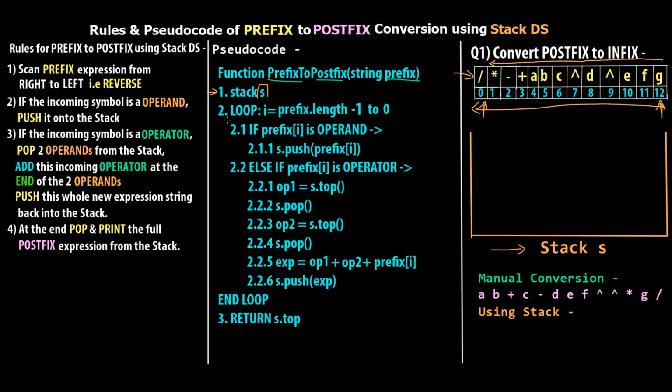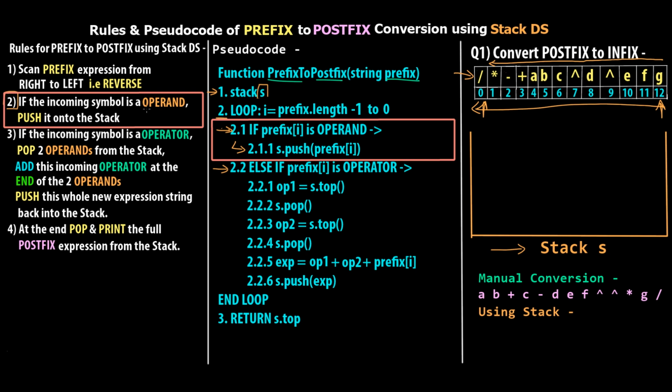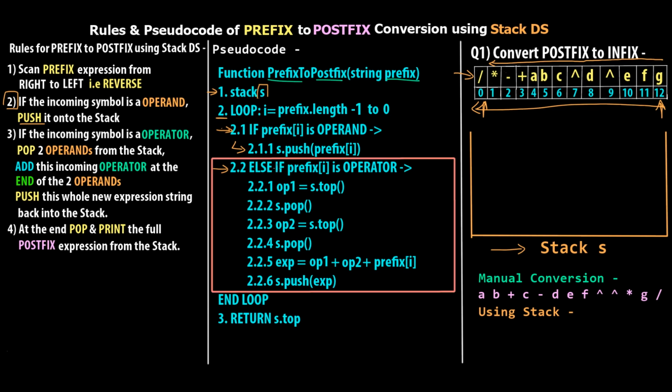Now inside this loop, that is inside step number 2, we have two basic conditions or two major if-else conditions. The first condition 2.1 says if prefix of I is an operand, then we have to push this prefix of I onto the stack. So s.push. If 2.1 is true, we go to 2.1.1 and push it onto the stack. So 2.1 corresponds to rule number 2, which says if the incoming symbol is an operand, push it onto the stack. Simple. And the second condition says else if prefix of I is an operator, where operator is plus, minus, star, divide and the raise to sign. We are considering these 5 symbols as operators.